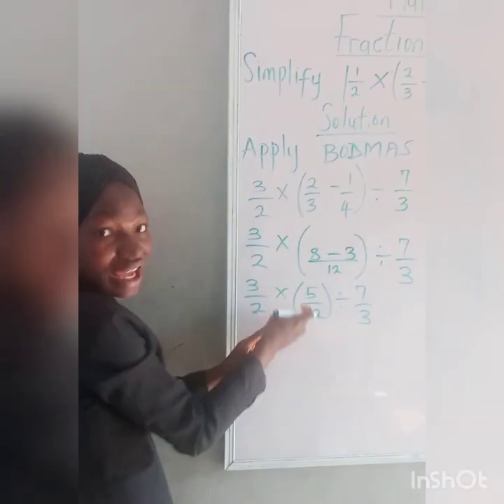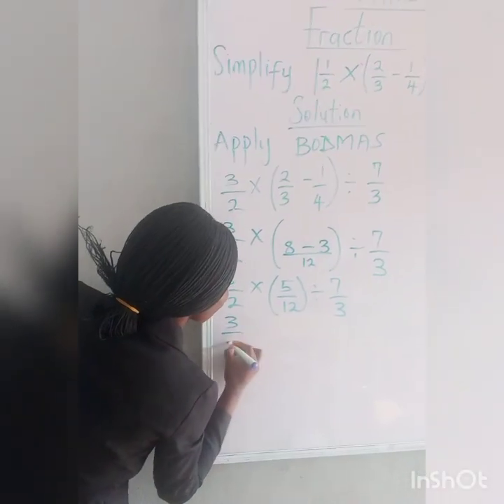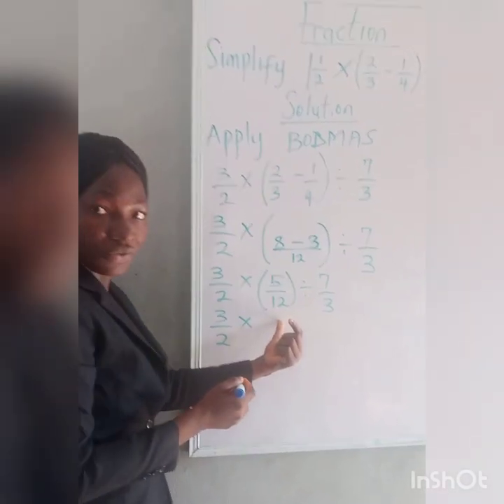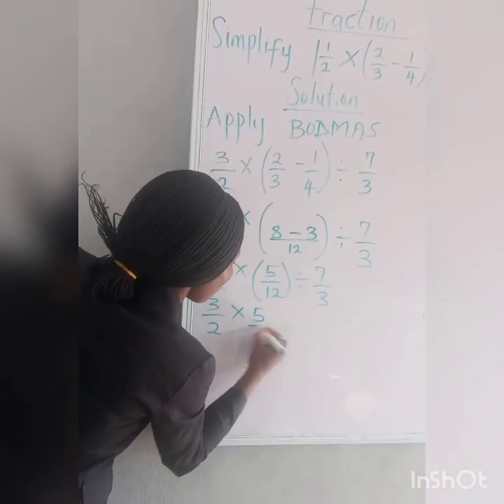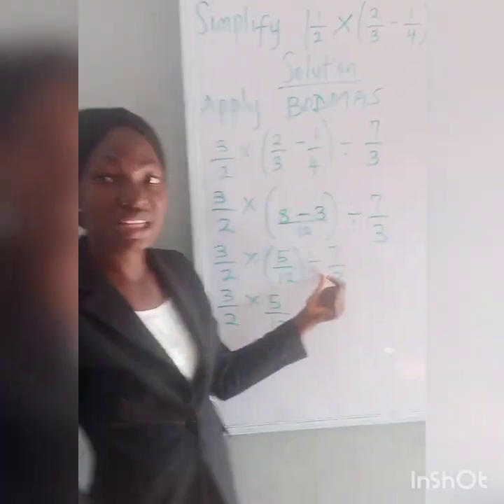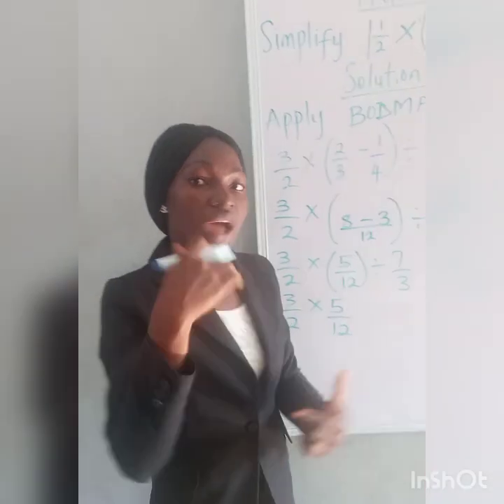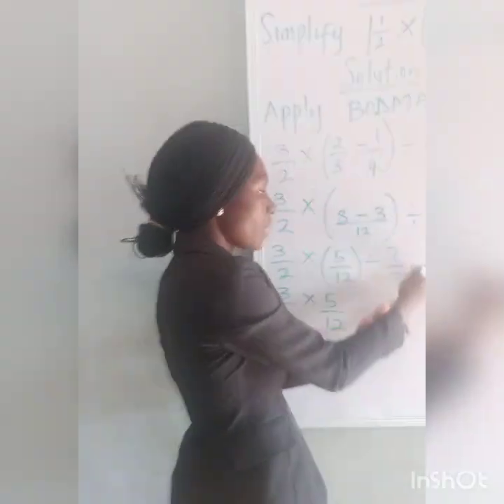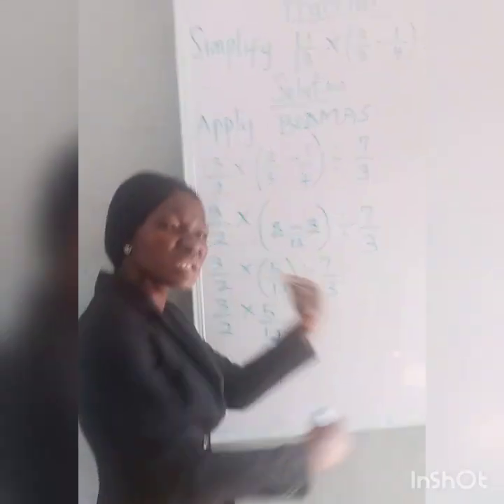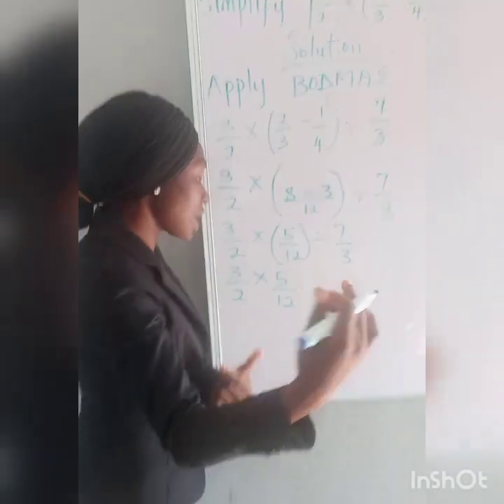Now, I will still have to write all this back. So I have 3 over 2 times, it's not necessary to put this bracket again since you've gotten a fraction. That's times 5 over 12. Now, we are at division. Division in mathematics will change to multiplication. After changing to multiplication, the fraction after this division will turn upside down. This is what I mean by that.